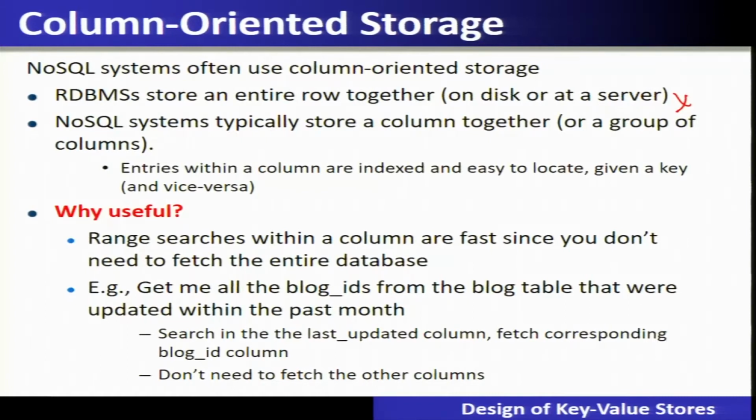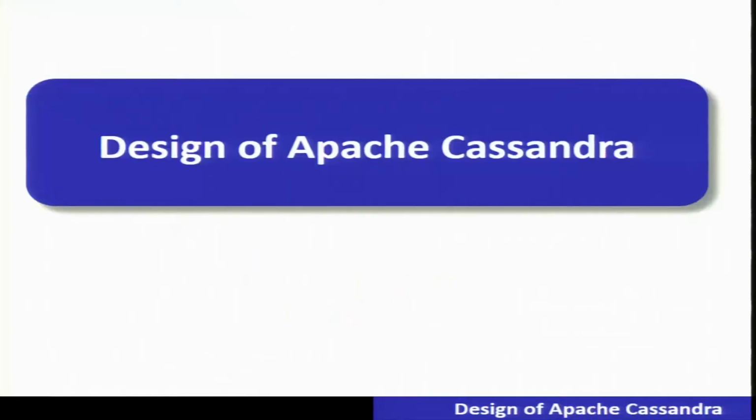So why is column oriented storage so useful? It is useful because range queries within a column are very fast, and you do not have to fetch the entire database, only those column entries that are needed. For example, if you say get me all the blog IDs from the blog table that were updated within the past month, it will search the last updated column and fetch the blog IDs, and so on.